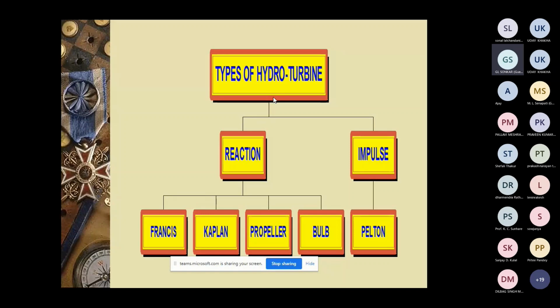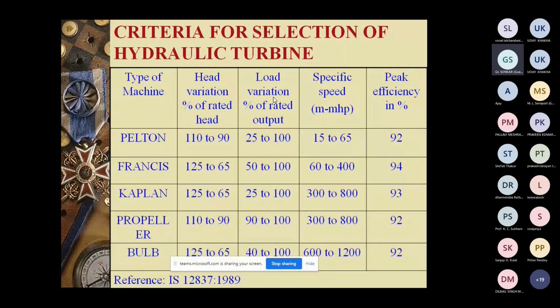Then there are some criteria for selection of hydraulic turbines: Pelton, Francis, Kaplan, Propeller, Bulb. Basically, we are considering head and specific speed. Apart from that, there are some head variations and load variations in that particular area and project. If we are going to have a project at a particular location, you may have some head variations or load variations there.